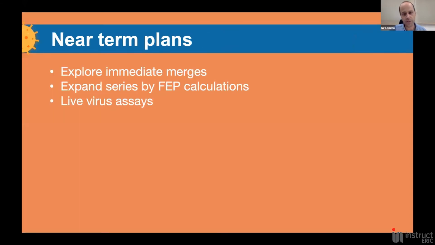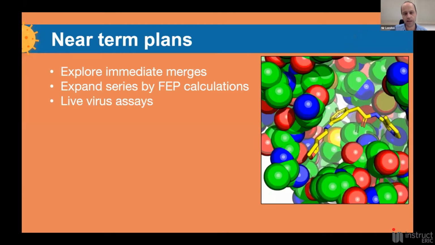Our near-term plans are to, as I mentioned, explore some of the immediate merges that I've showed you. Another technology we're incorporating now is to use free energy perturbation calculation. This is done on Folding@home, which is a crowdsourced computational platform. Cumulatively, it now has more computational power than the top 10 supercomputers in the world. And so John Chodera at Memorial Sloan Kettering is using this platform to prioritize various substitutions.